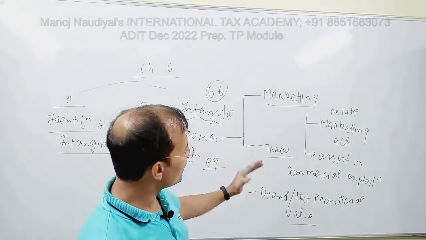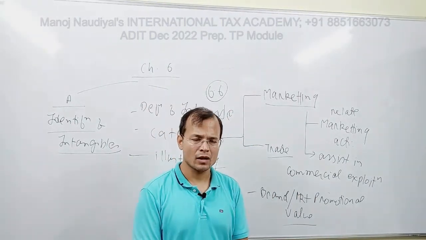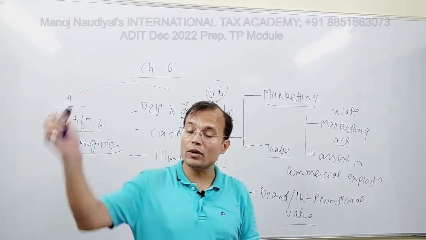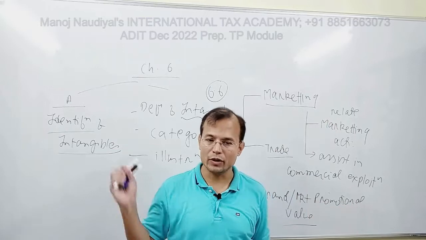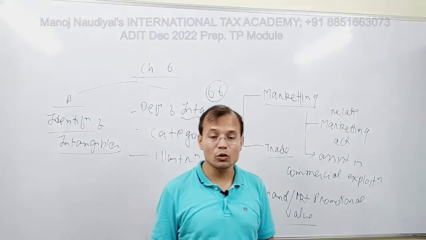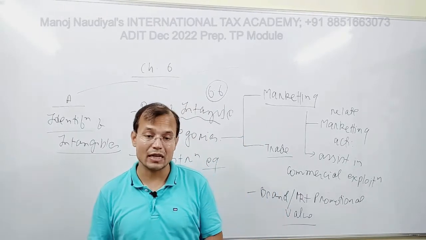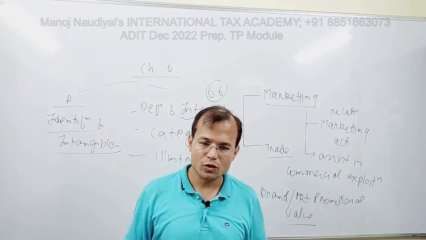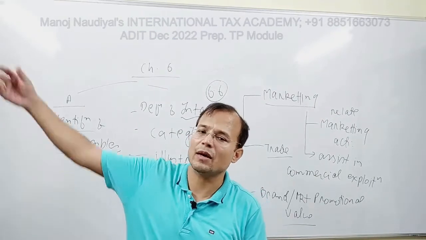Fine. So this is one category which is very important for the purpose of TP. Another category can be, remember, routine and non-routine, or unique or non-unique. So that can be another category. Unique or non-routine intangibles are those intangibles which, as the name suggests, are very unique. So you won't find a comparable intangible with other companies.